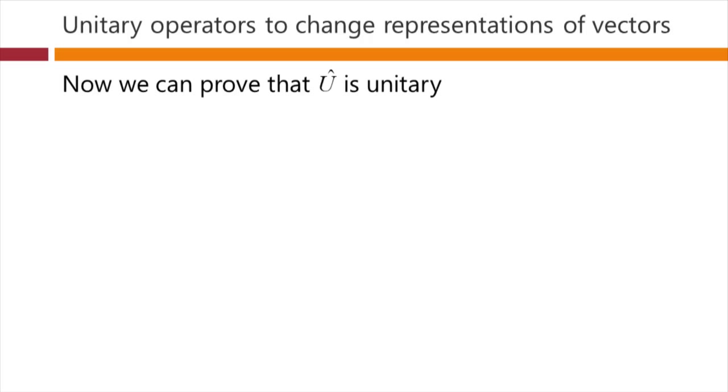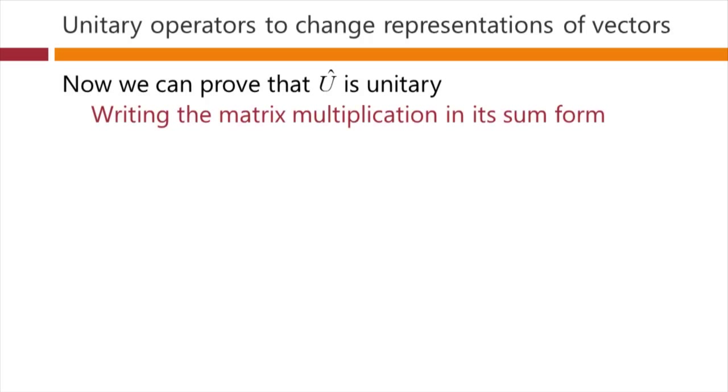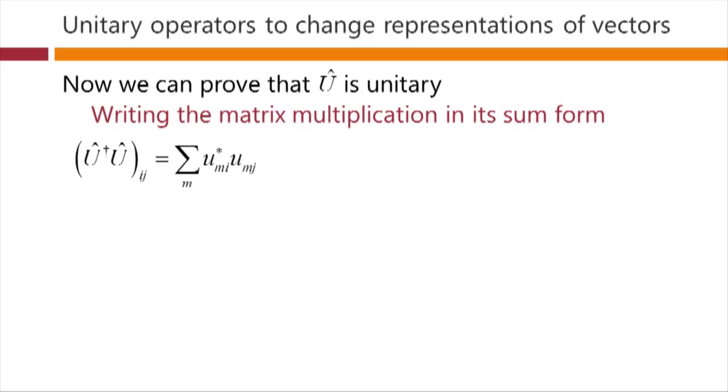Now we can prove that this operator we've just constructed, u, is a unitary operator. So we'll write the matrix multiplication in its summation form. The matrix multiplication of u dagger, that's the Hermitian adjoint of our unitary operation u, times u would be this product, and we're going to take the ijth element of that. Well, if we write that out in the summation form for working out matrix multiplications, then that just corresponds to the sum over m of umi star umj.